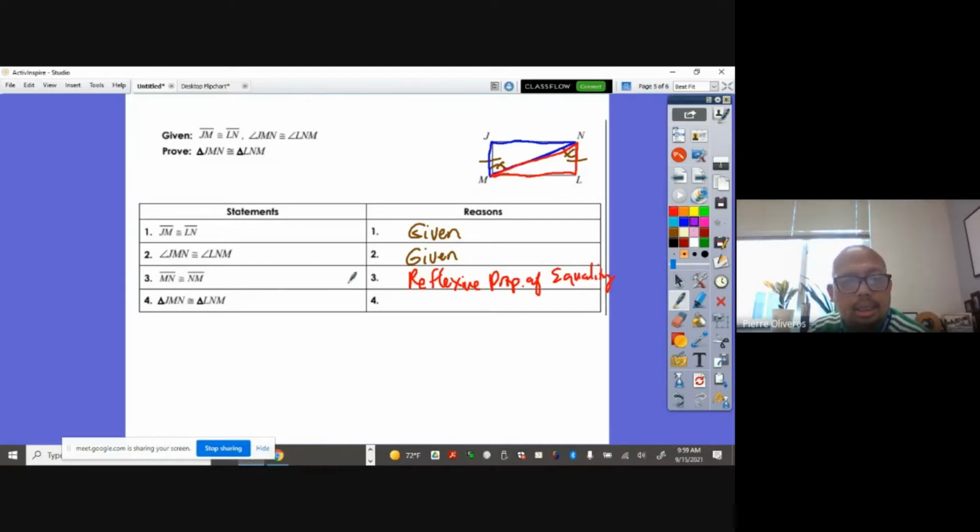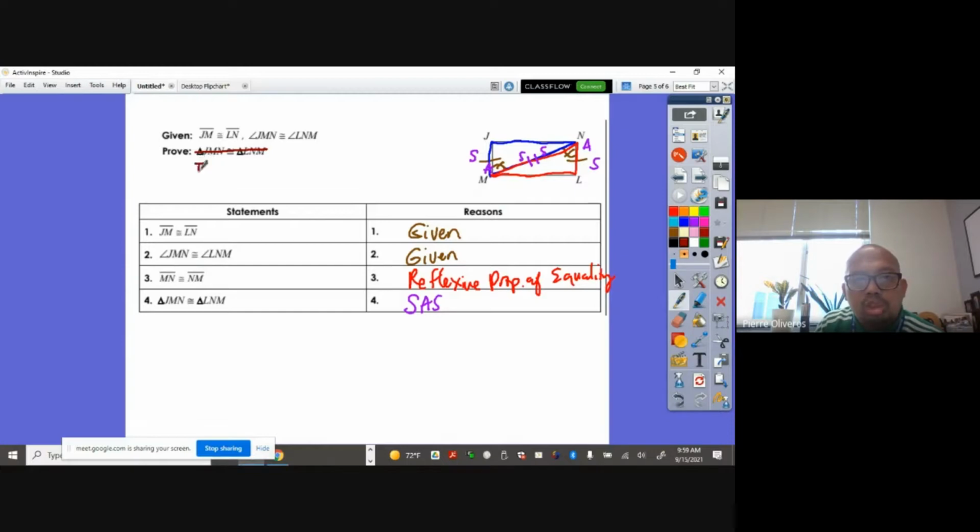Next, we can say that this is equal to itself, right? So I have a side, angle, side. I have a side, angle, and a side here. So I can say the triangle JMN and triangle LNM are congruent using side, angle, side. Very simple.